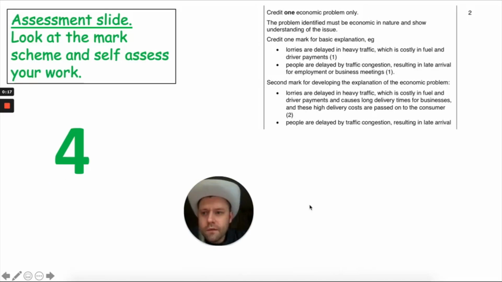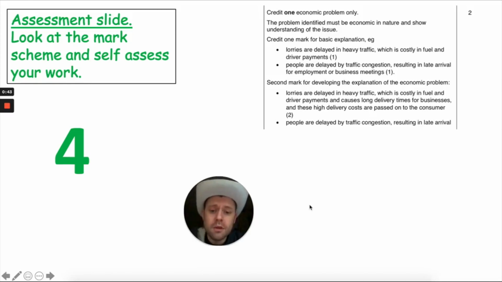Alright guys, so hopefully you managed to answer that question. The key thing here is to think about the traffic being stopped and the knock-on effects. That's how you get the 2 marks. So if you said lorries are stuck in heavy traffic, it's costly in fuel and driver payments, it will get 1 mark. But develop that.